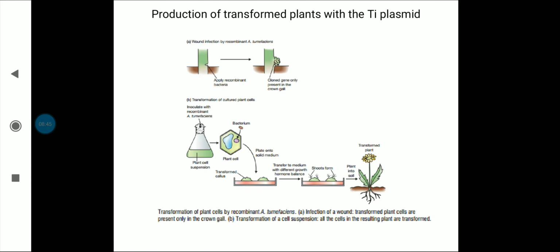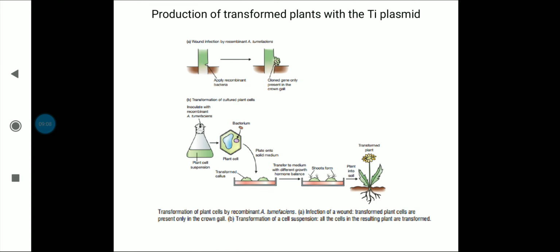Now the next question is how to transform a plant with the Ti plasmid. There are two options. First one is to infect the wounded plant with recombinant Agrobacterium containing the gene of interest such as drought resistance, pest resistance, etc., and let the cancerous growth take place.